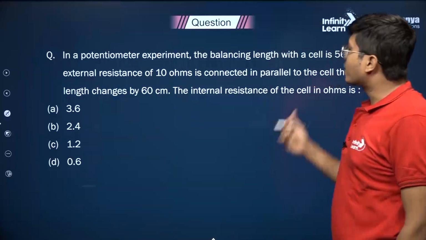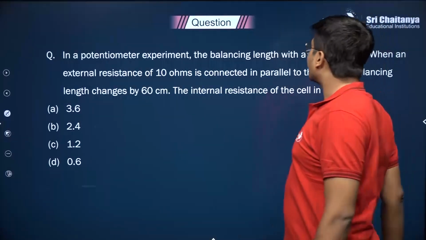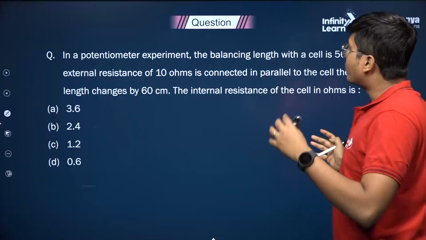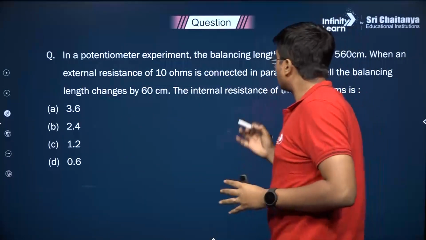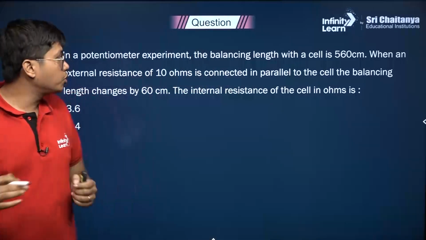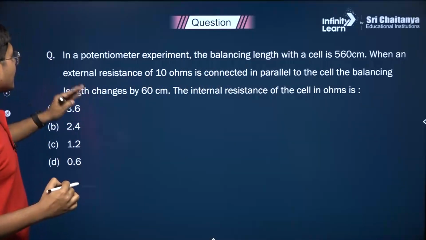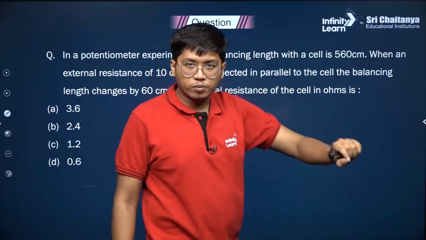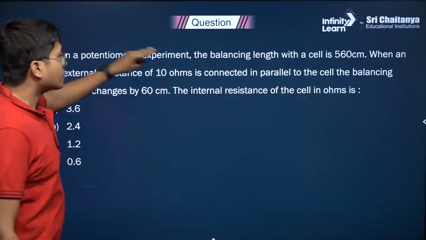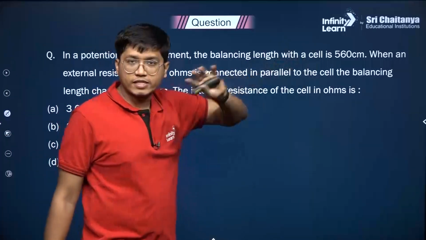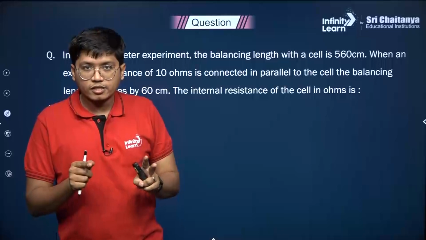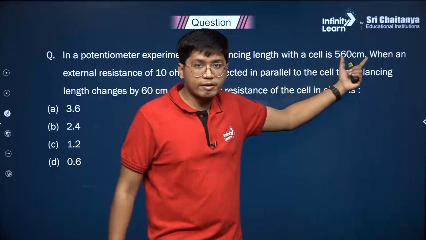Let's move on to the next question. This says in a potentiometer experiment, balancing length with the cell is 560 centimeter. When an external resistance of 10 ohms is connected in parallel to the cell, the balancing length changes by 60 centimeter. The internal resistance of the cell in ohms is. So first up, here balancing length is 560 centimeter. This is without any external resistance. So this is the length for the EMF.